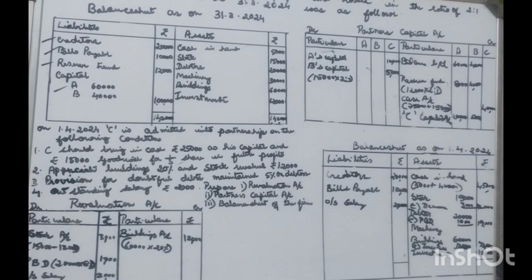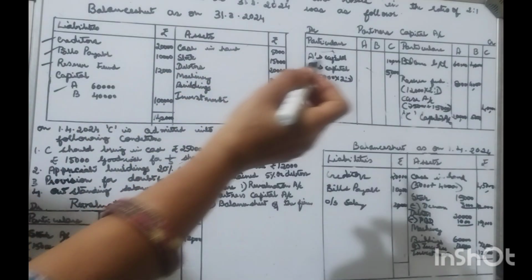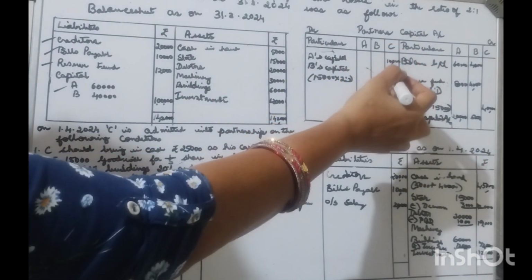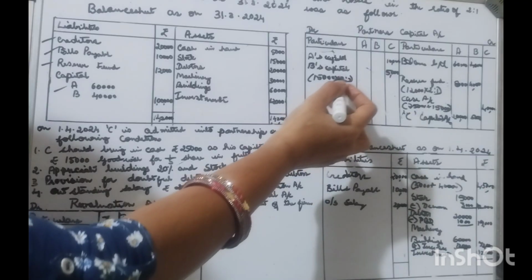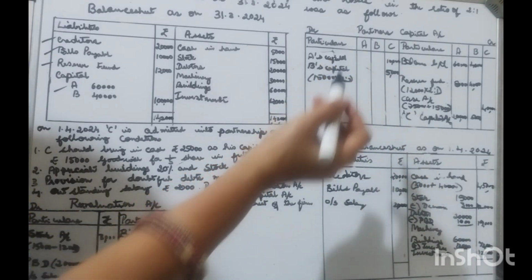What is the goodwill amount brought in by the new partner? That has to be distributed among the old partners in their sacrifice ratio. As no sacrifice ratio is given in the question, the old ratio has to be taken into consideration. The journal entry will be: new partner's capital account, so C's capital account debited to old partners' capital account. It has to be distributed in the old ratio 2:1.